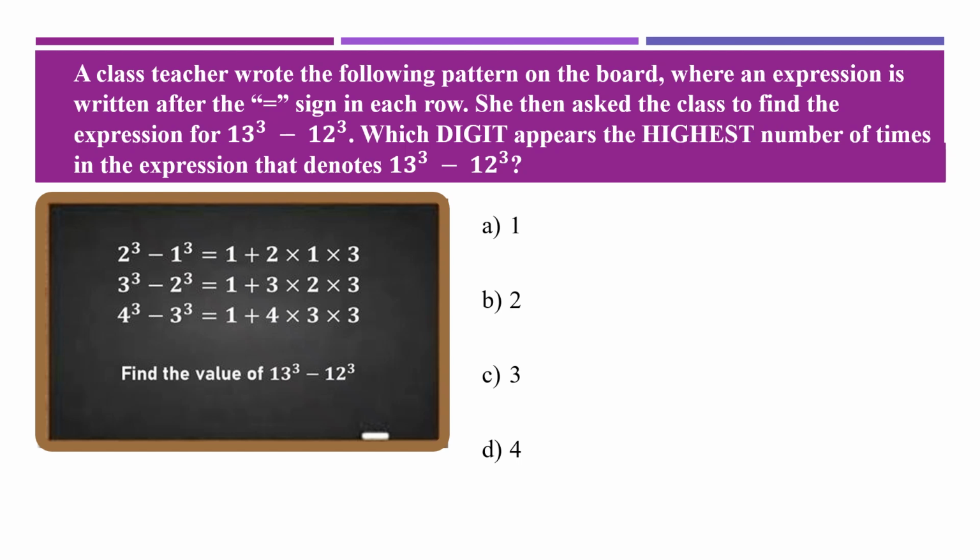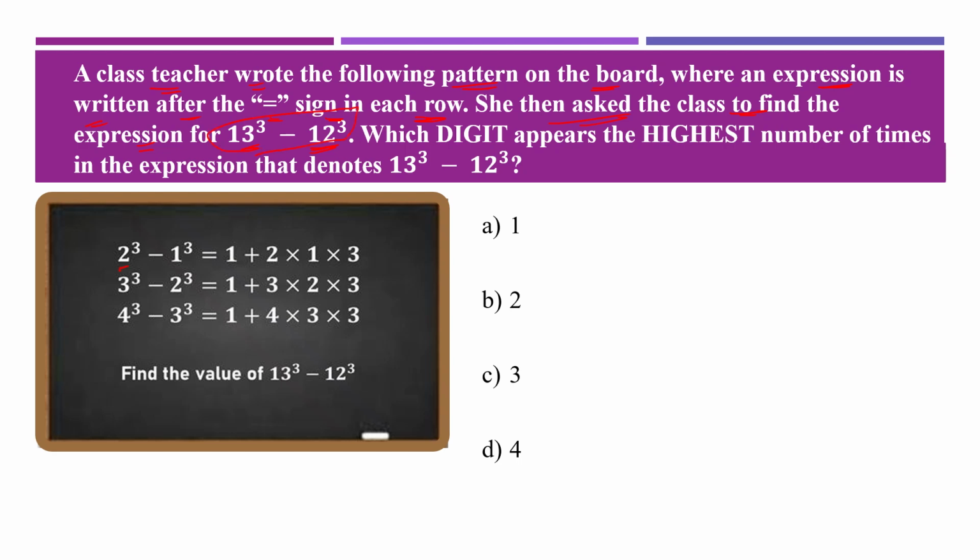The question is, a class teacher wrote the following pattern on the board, where an expression is written after the equal sign in each row. She then asked the class to find the expression for 13 cube minus 12 cube. Okay, let's find the pattern first.